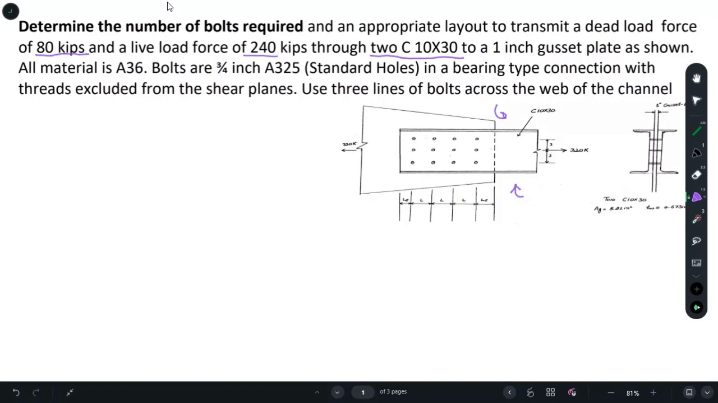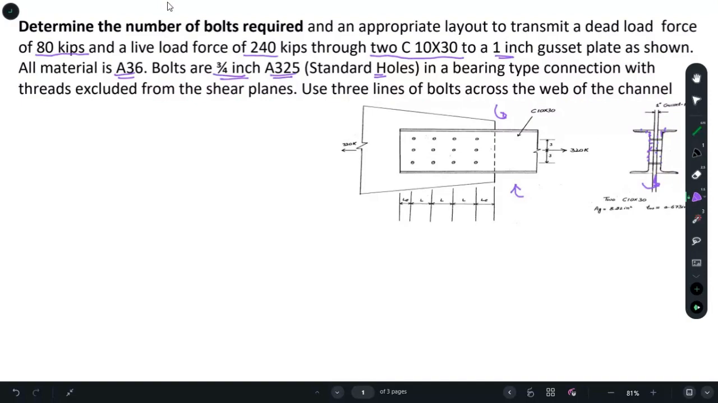And from the cross section view you can see that there are two C sections, one is this and another one is this, and in between you have this one which is the gusset plate, and the thickness of the gusset plate is 1 inch, and all material is A36, and the bolt diameter is fixed, which is 3/4 inch, and it is of ASTM A325, and holes are standard holes, and the connection is a bearing type connection.